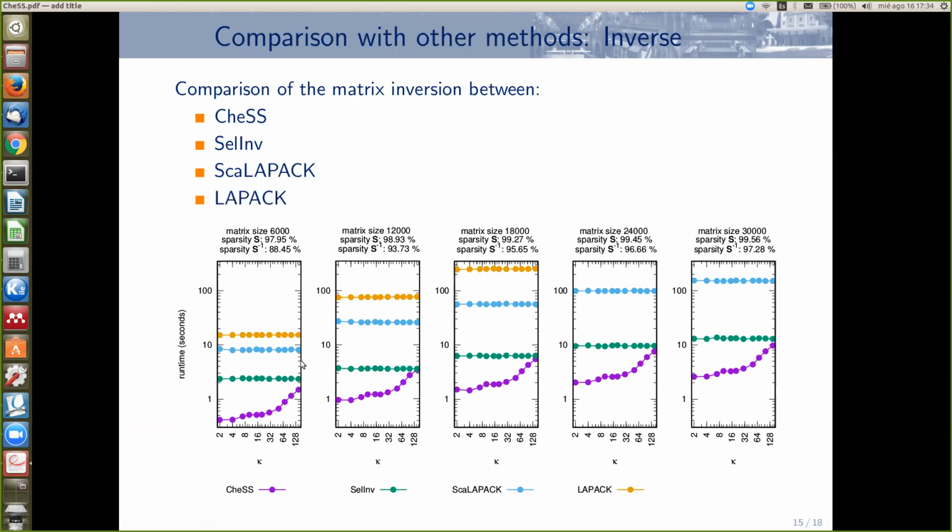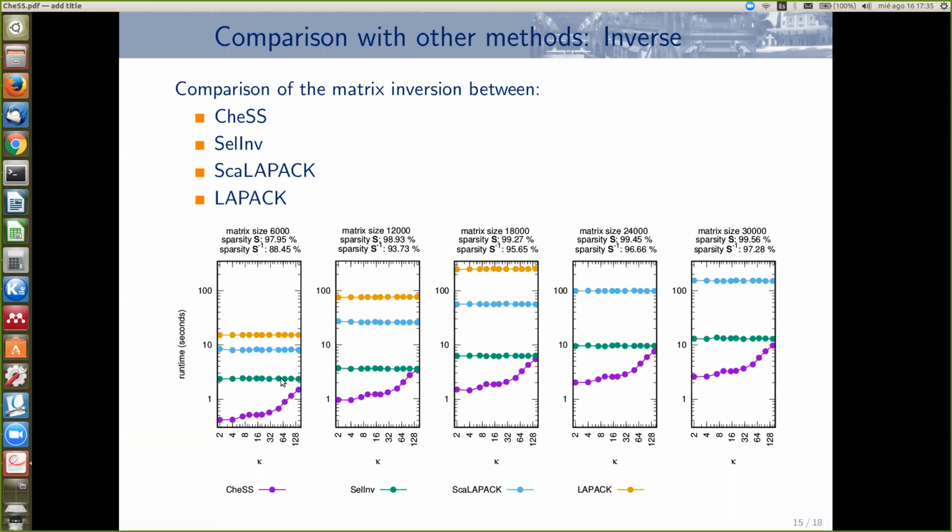So I have here 5 different figures. These are just 5 different matrices: 6,000, 12,000, 18,000, 24,000, and 30,000. Of course, all of them very, very sparse. And I did a test for various condition numbers. First of all, if you look at the dense routines, LAPACK and ScaLAPACK, of course there is no dependence on the condition number. And as you can see here, they explode as expected, and they are always the slowest approach. So it becomes clear that we should exploit the sparsity.